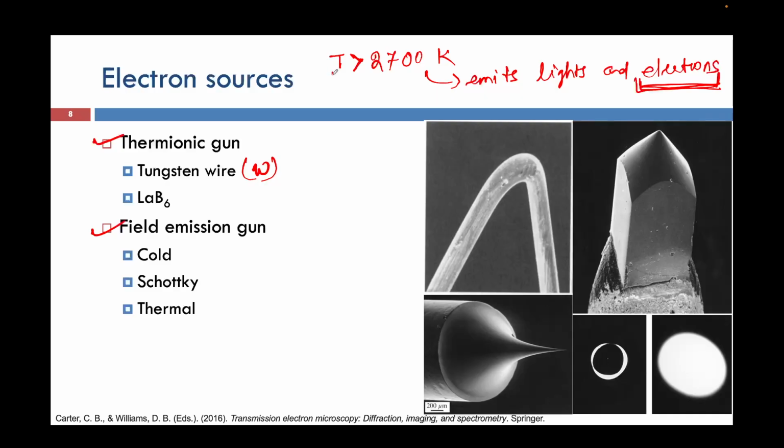So this is also another thermionic gun. Thermionic gun means we are only providing a temperature greater than 2700 Kelvin, right? And the field emission gun also acts as an electron source. There are three different types: cold, Schottky and thermal. And why are we using these different types of electron sources?